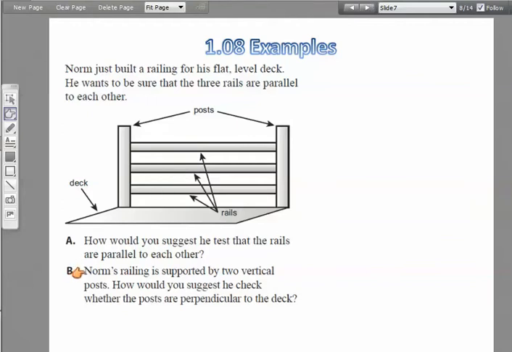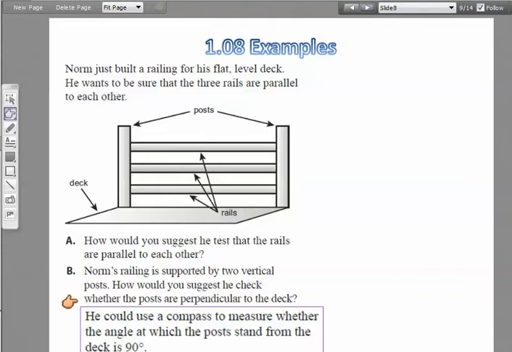It says Norm's railing is supported by 2 vertical posts. How would you suggest that he check whether the posts are perpendicular to the deck? Again, there's probably different ways to answer this. Our curriculum tells us that he could use a compass to measure whether the angle at which the posts stand from the deck is 90 degrees. So he's going to measure right here and see if that would be 90 degrees. He's also going to measure this one over here, make sure it's 90 degrees. So then he knows both posts are going to be perpendicular to the deck.